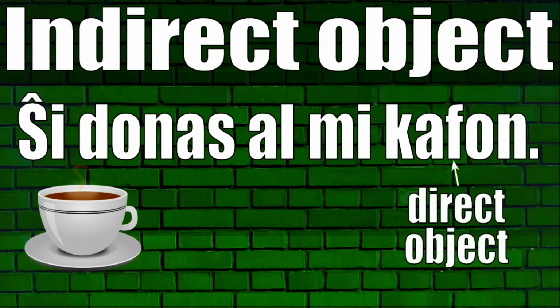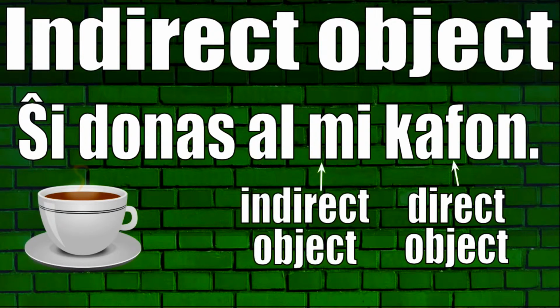But we could also say, she donas al mi kafon. This has the same meaning, but the words are in a different order. Kafo is still the direct object because it's what's being given, so it still has the no ending. But we still have to mark me as the indirect object, so we need the preposition al to be right before it, so we know that the coffee is being given to me.